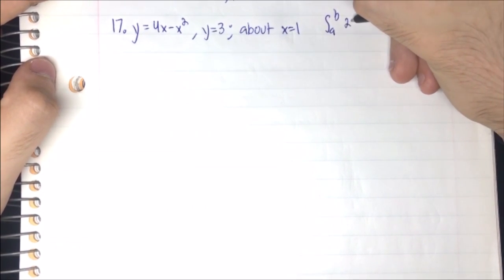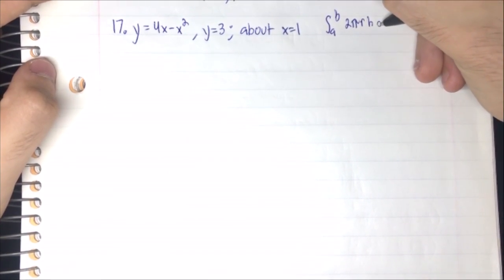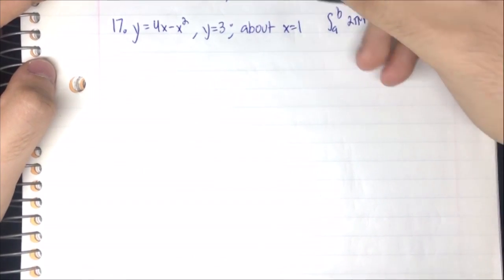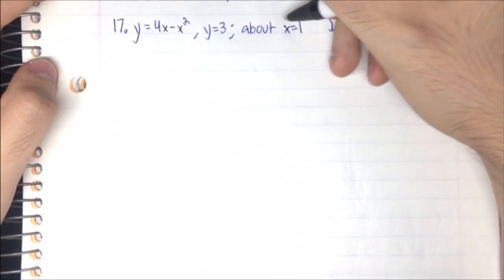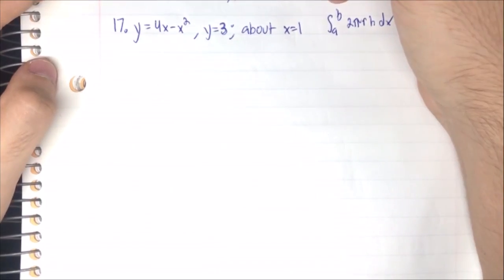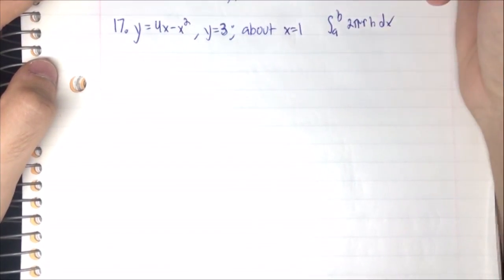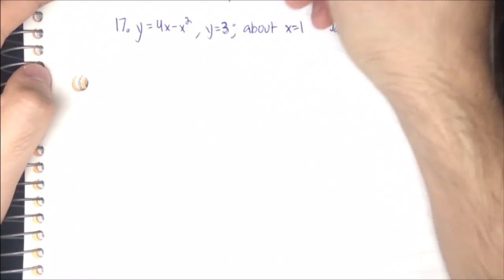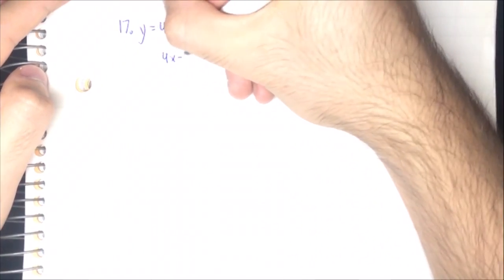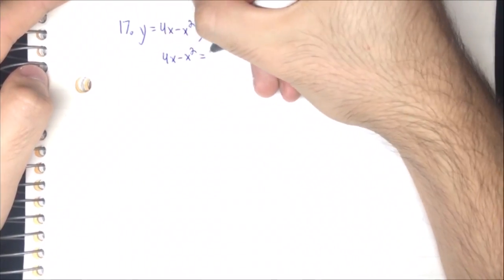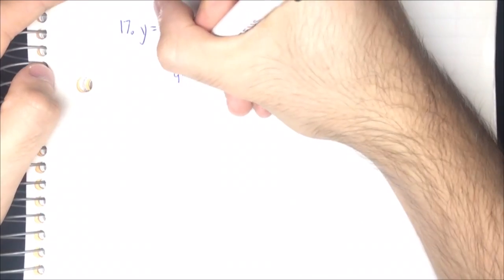So the formula is A to B, 2 pi r h dx. And we know A or B, one of them, they gave it to us as 3. Or, wait, hold on. No, they don't. We're going to have to set the y's equal to each other. So 4x minus x squared is equal to 3.